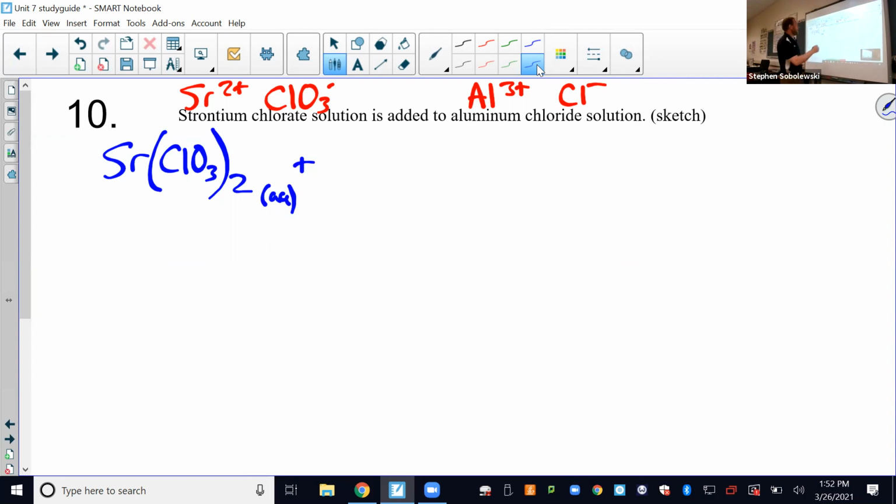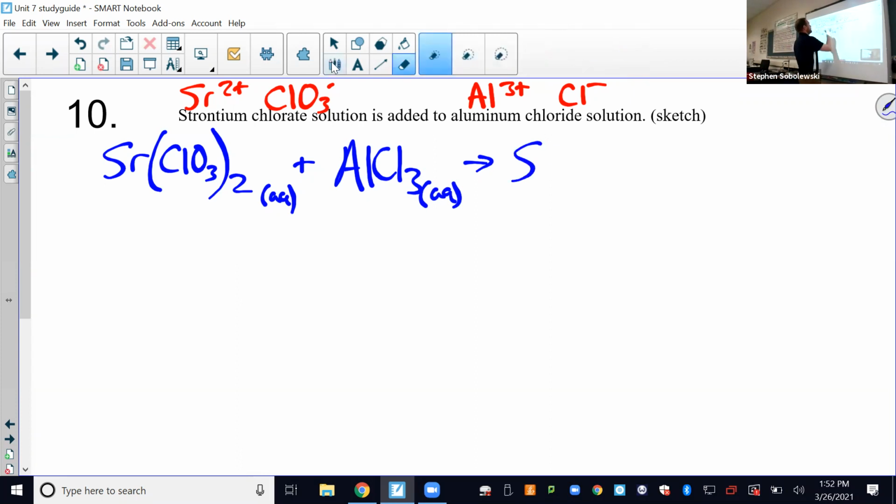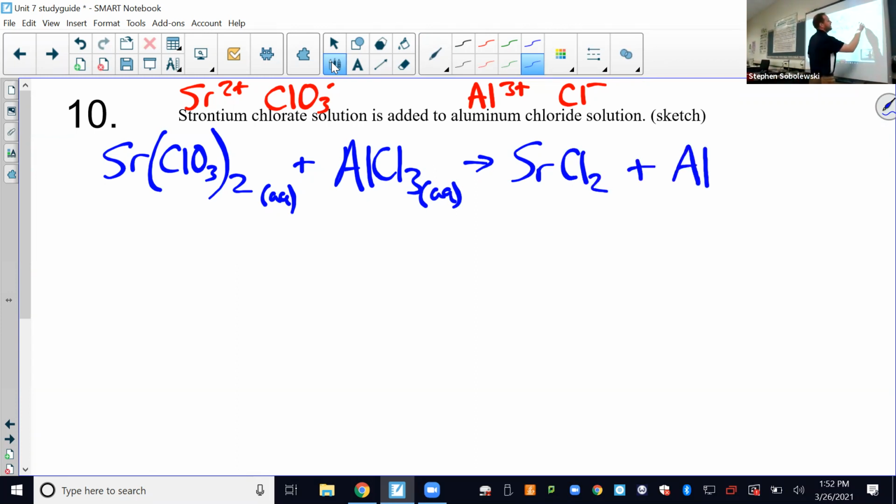My aluminum chloride is going to be AlCl3, and that's also aqueous. So the strontium bonds with the chloride, giving us SrCl2. The aluminum bonds with the chlorate, giving us Al(ClO3)3. Ooh, I'm not used to that chlorate. So ClO3 is chlorate with a charge of minus, so it's 3 up there.